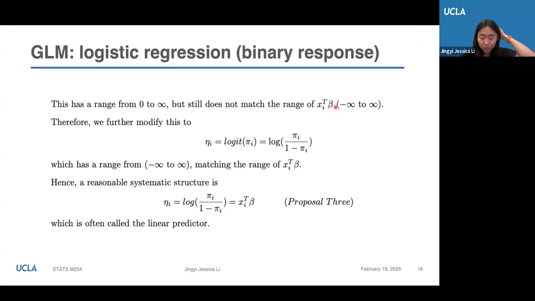And any questions from our students? I'm curious how many of you have seen this before, like the logistic regression. I think many of you should have, right? Because it's a popular method.